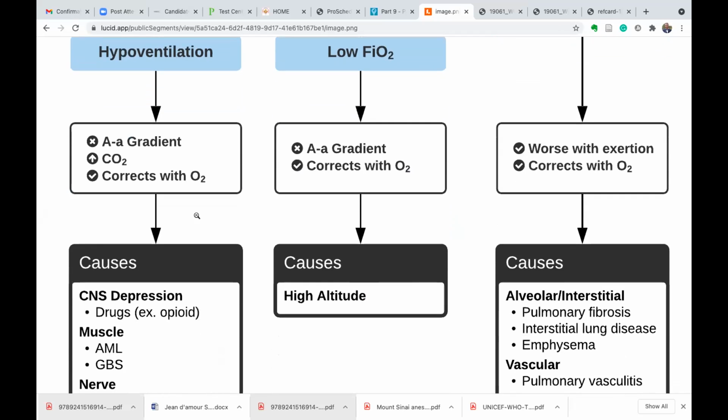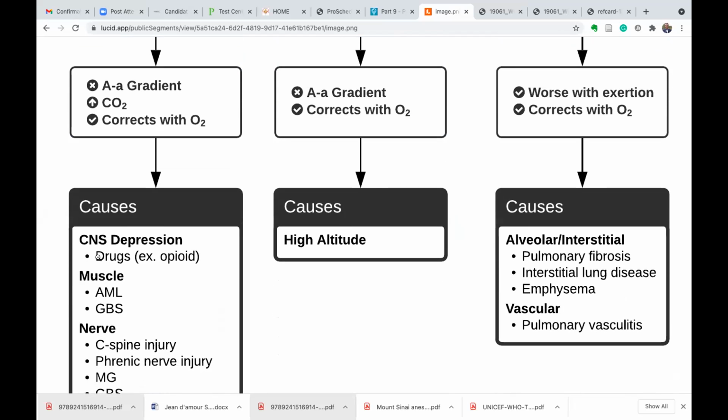So let's start with hypoventilation. The best way to think about it is, is it a central cause or a peripheral cause? A central cause, for example, is intoxication or poisoning, which will decrease your GCS, and then you have CNS depression, and your respiratory center is not working. A good example is too much opioid. You give too much morphine or too much fentanyl, for example, or too much midazolam. Then peripheral reasons may be related to either your muscles or nerves.